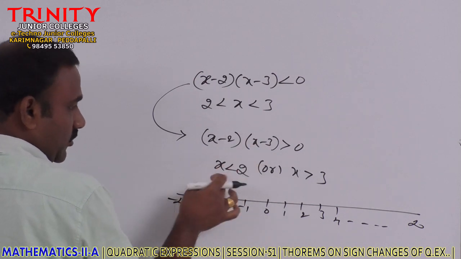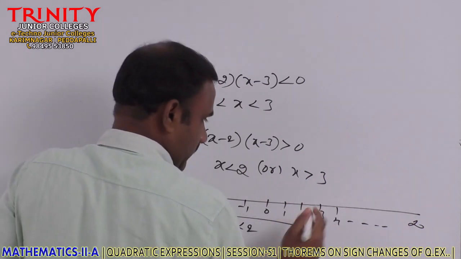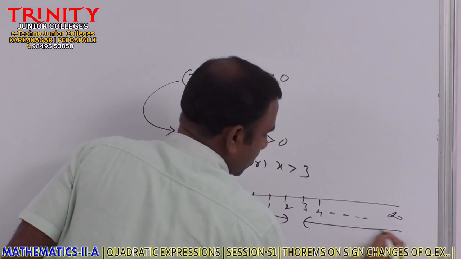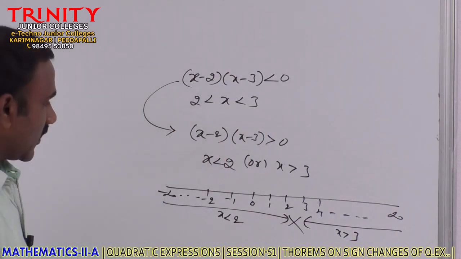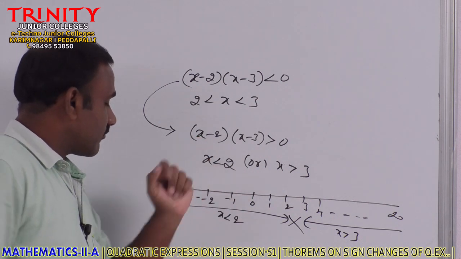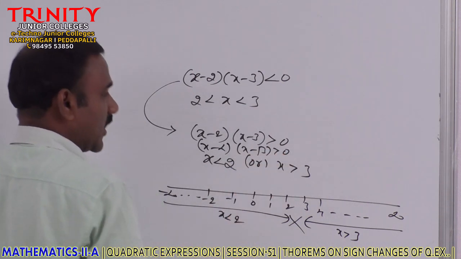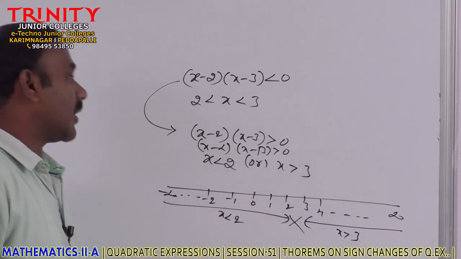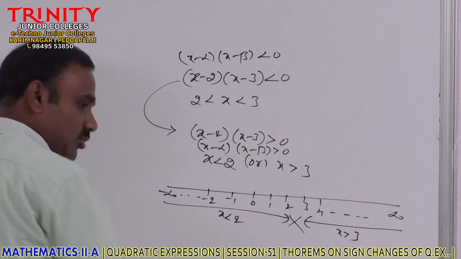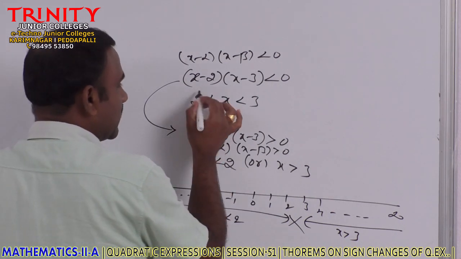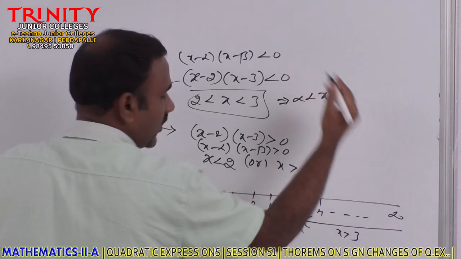The expression is greater than 0 when x is less than 2. The expression is greater than 0 when x is greater than 3. That means, if (x minus alpha) into (x minus beta) is greater than 0, x doesn't take the values in between alpha comma beta. If (x minus alpha) into (x minus beta) is less than 0, then x lies in between alpha comma beta.